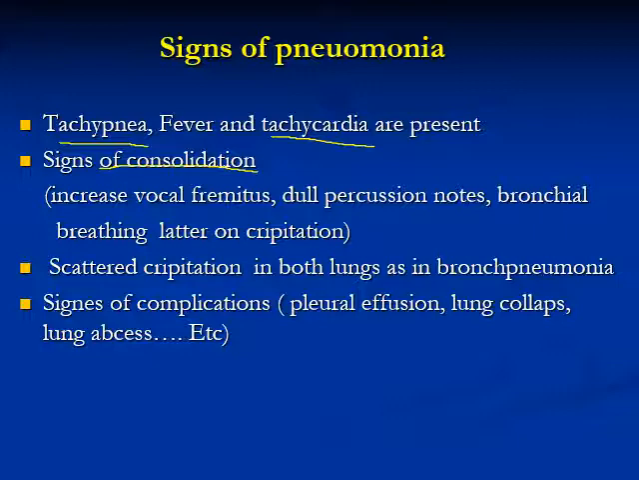So in consolidation, inspection may be normal. Palpation shows an increase in the vocal fremitus. Percussion note is dull, and on auscultation, first there is bronchial breathing, later on there is crepitation. And there may even be a pleural rub also when there is extension to the pleura. Pleural rub.